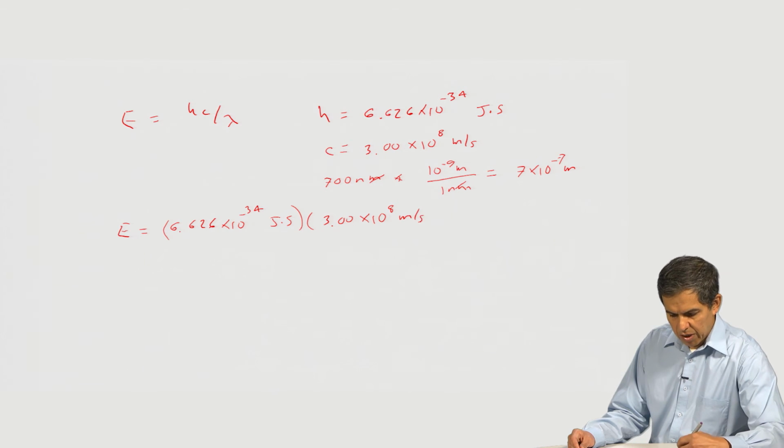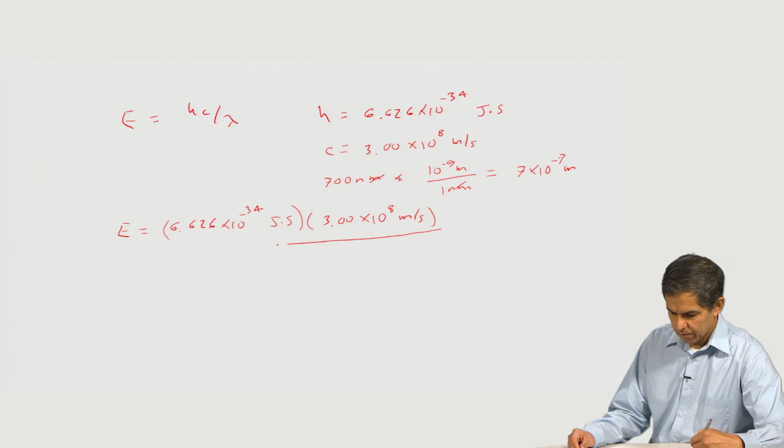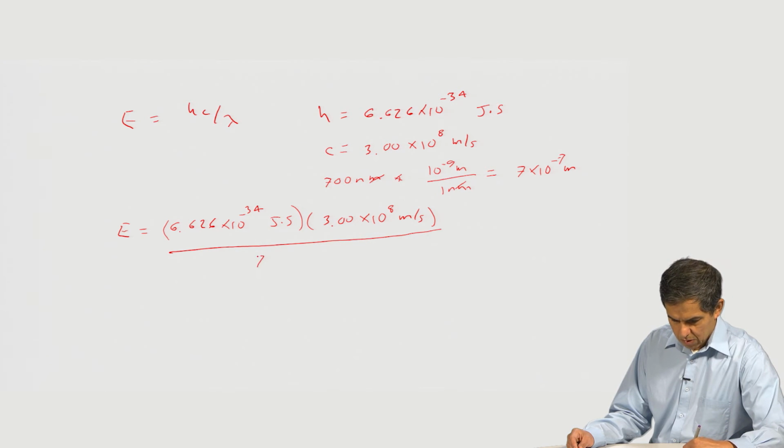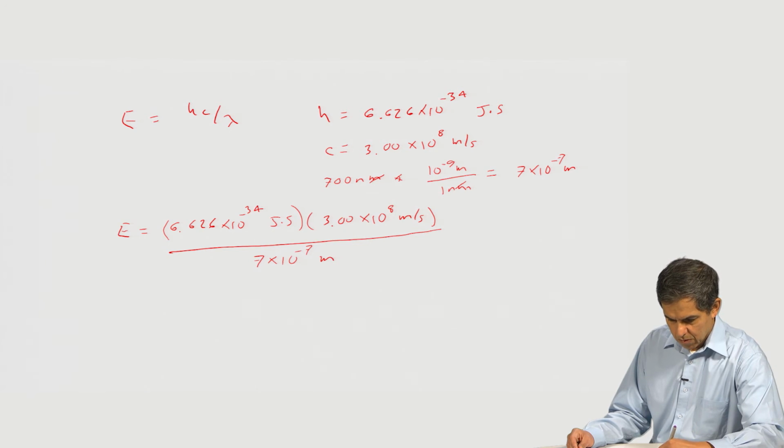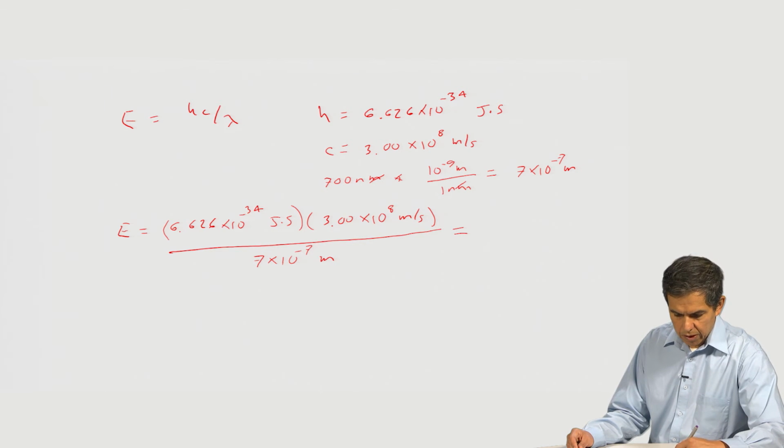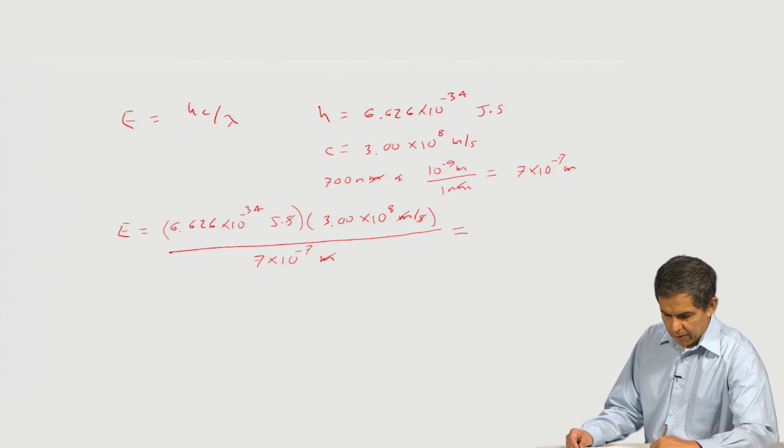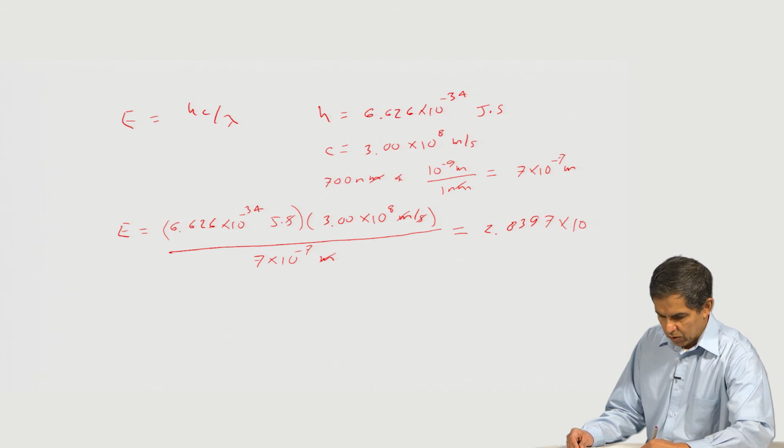Keeping an eye on the dimensions that we are using. We cross out meters and meters. We have seconds and seconds. And that gives a total of 2.8397 times 10 to the minus 19 joules.